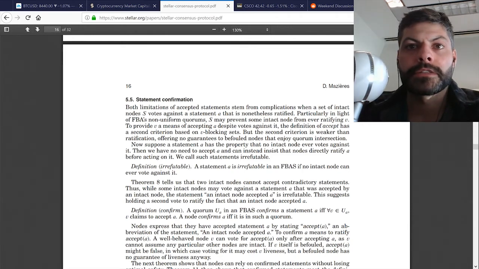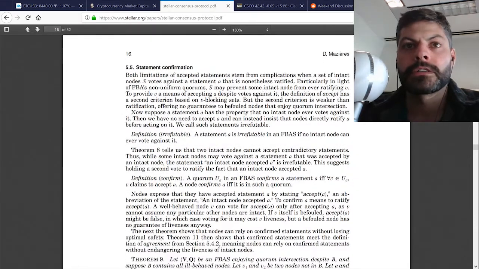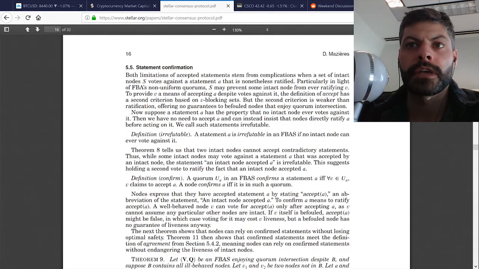Theorem 8 tells us that two intact nodes cannot accept contradictory statements. Thus, while some intact nodes may vote against a statement A that was accepted by an intact node, the statement "an intact node accepted A" is irrefutable. This suggests holding a second vote to ratify the fact that an intact node accepted A.